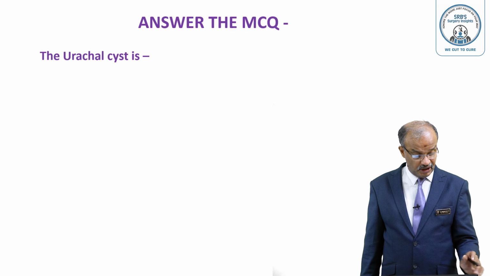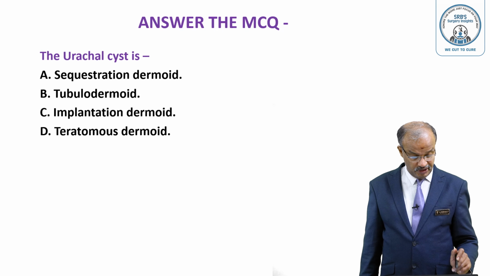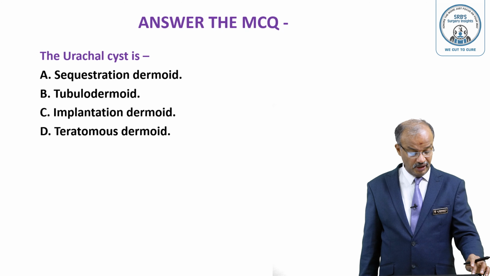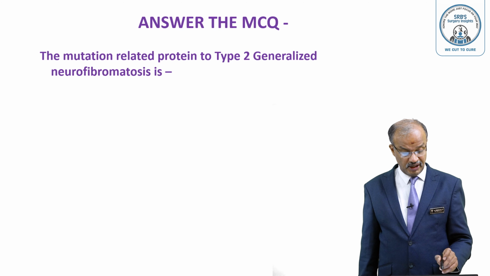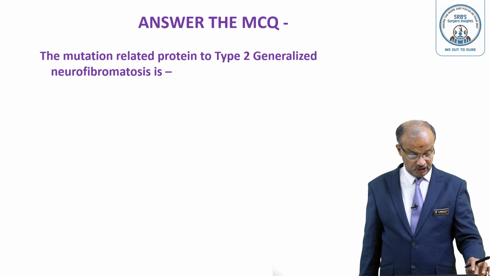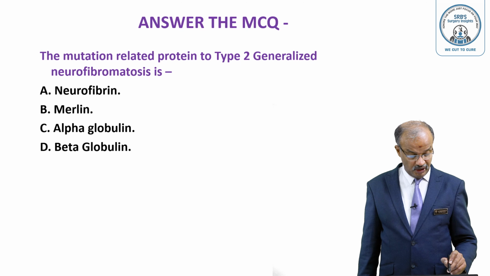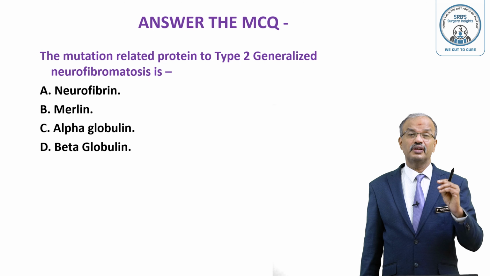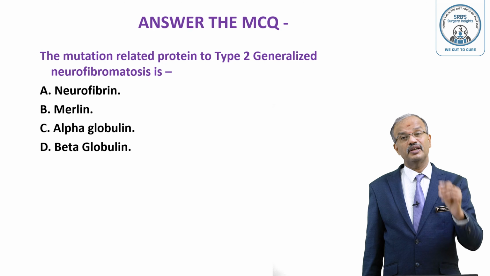Now, urachal cyst is A, B, C, D. Find out the right answer and put it in the comment box. I will acknowledge and appreciate your answer. And another question: the mutation-related protein in type 2 generalized neurofibromatosis is neurofibrin, merlin, alpha-globulin, or beta-globulin? Put the right answer. I acknowledge your answer, and I will also put the right answer at a later period.